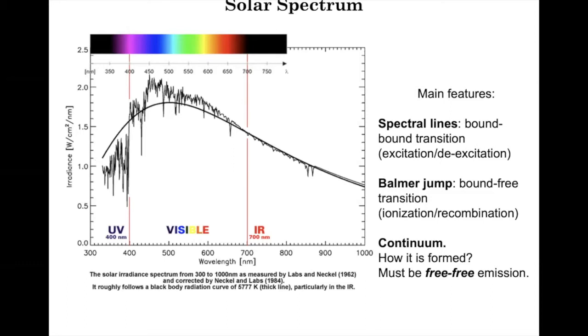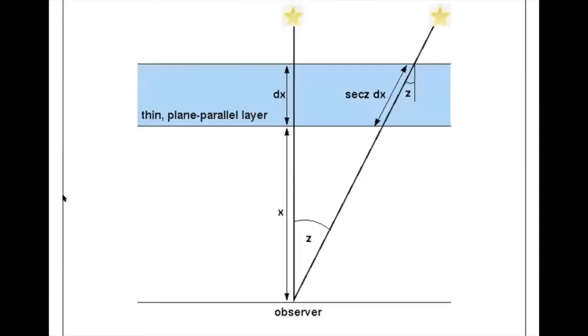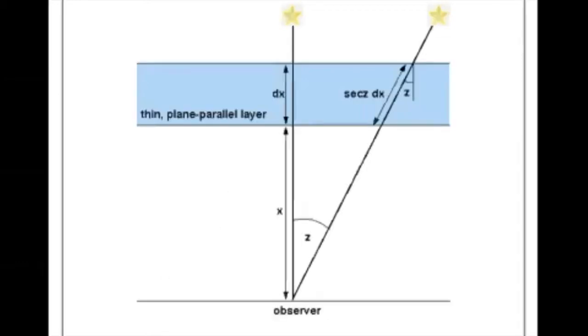So let's understand in detail how radiation is being transported in the atmosphere of a star. For that, we're going to do the plane parallel approximation. Now let's understand what it means.